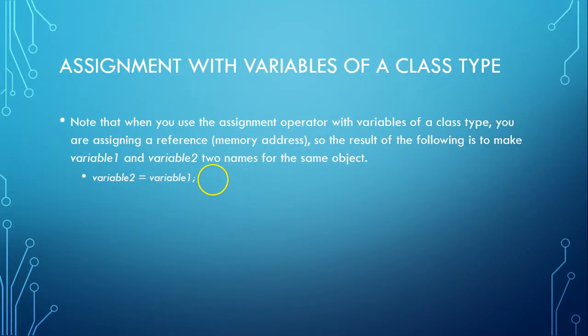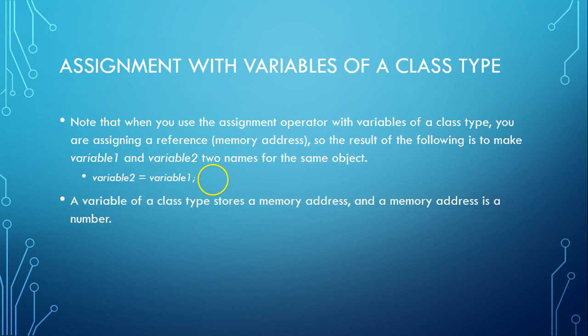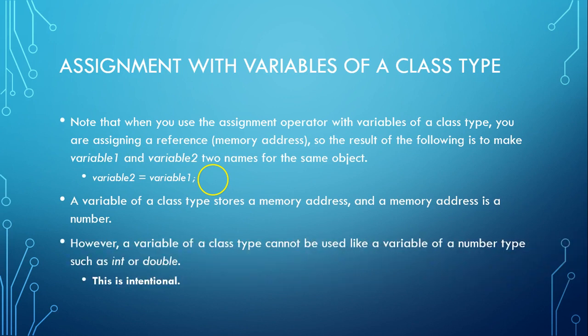So let's talk about assignment of variables of a class type. Note that when you use the assignment operator with variables of class type, you are assigning a reference or memory address. So the result of the following is to make variable 1 and variable 2 names for the same object: variable 2 equals variable 1. A variable of a class type stores a memory address, and a memory address is a number. However, a variable of a class type cannot be used like a variable of a number type such as int or double. Now this is intentional.